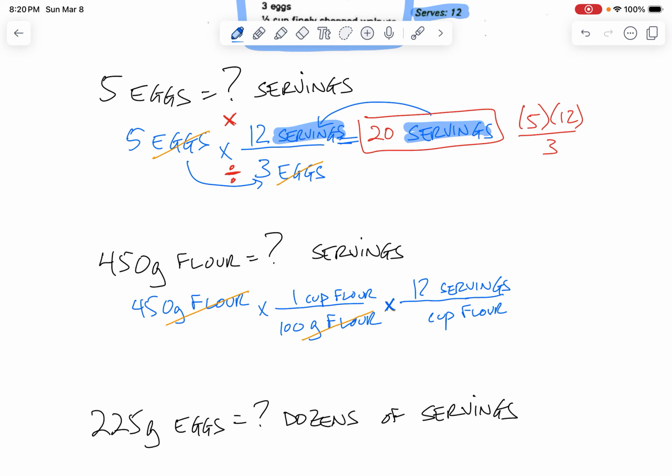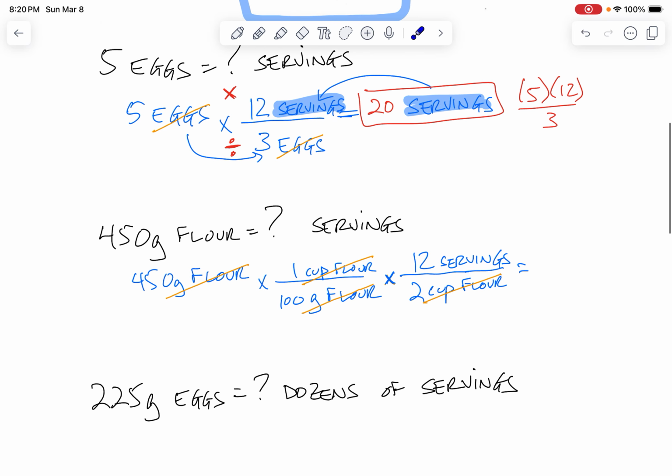So I'm going to go 12 servings on top and then 2 cups of flour. And in terms of my canceling, my cups of flour are canceling. And then let's see, the units I want are servings, so I know I'm done. That's awesome. Let's do the math portion then.